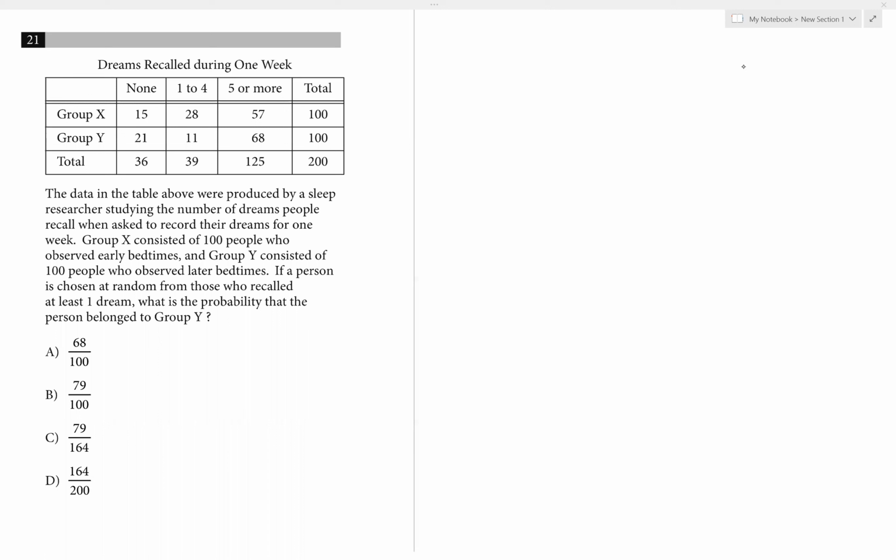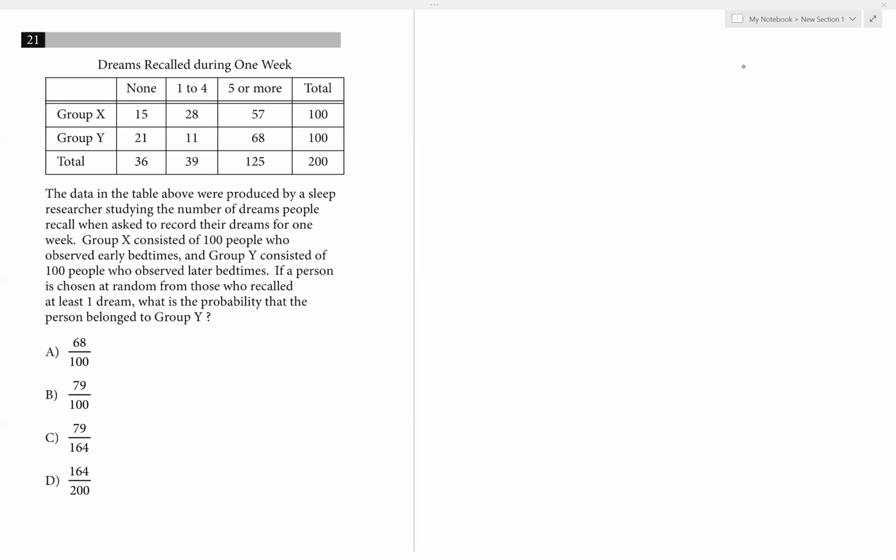All right, question 21. The data in the table above were produced by a sleep researcher studying the number of dreams people recall when asked to record their dreams for 1 week. Group X consisted of 100 people who observed early bedtimes, and Group Y consists of 100 people who observe later bedtimes. If a person is chosen at random from those who recall at least one dream, what's the probability that the person belongs to Group Y?